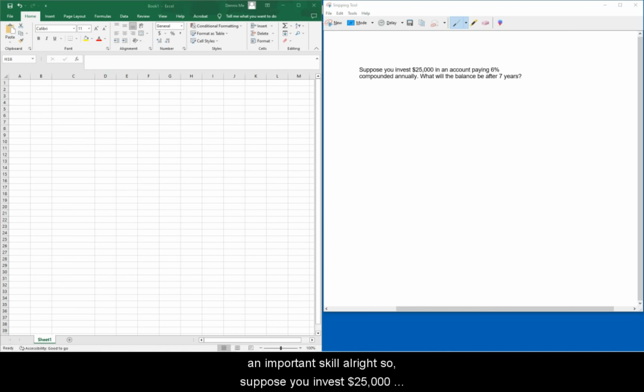All right, so suppose you invest $25,000 in an account paying 6% compounded annually. What will be the balance after 7 years? So that's a pretty simple future value. What's the future value of putting $25,000 in an account that's paying 6% and compounds annually?